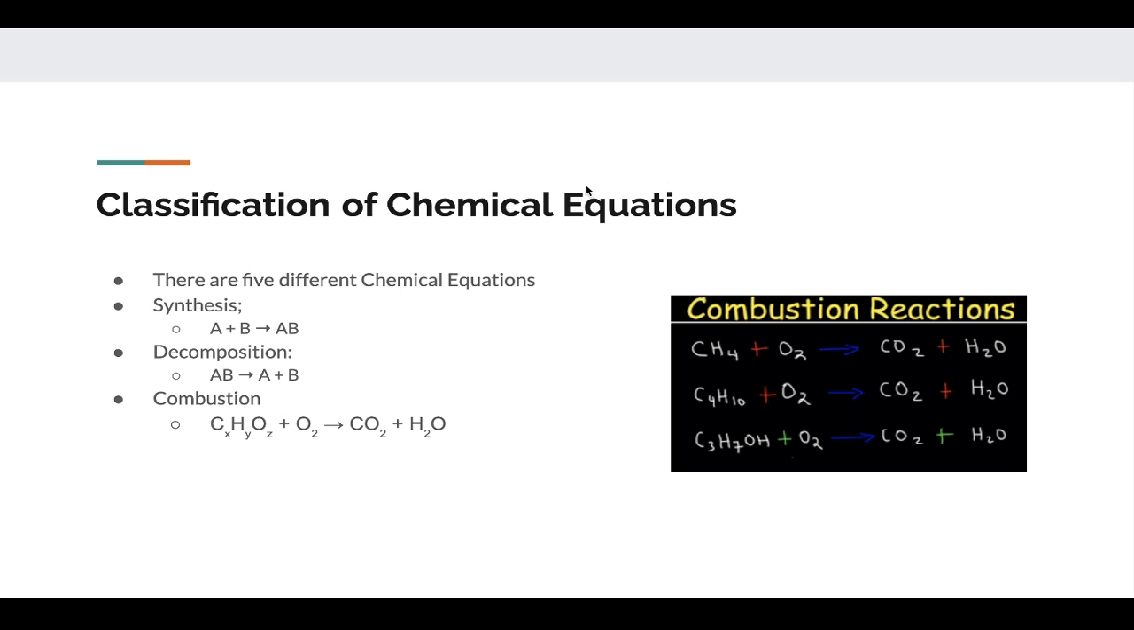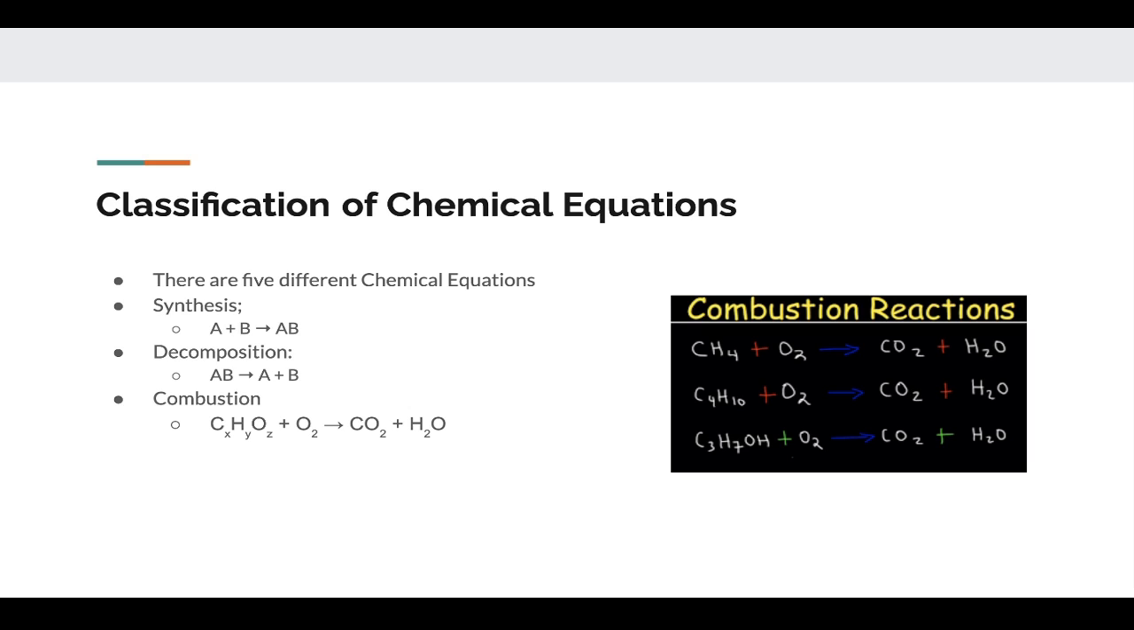Okay, so classification of chemical reactions. There are five different types of chemical reactions. The first one is synthesis, in which element A plus element B will give you AB. Decomposition, in which AB will decompose to form A plus B.